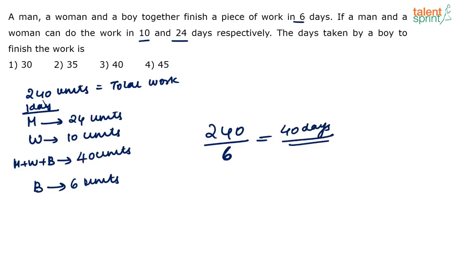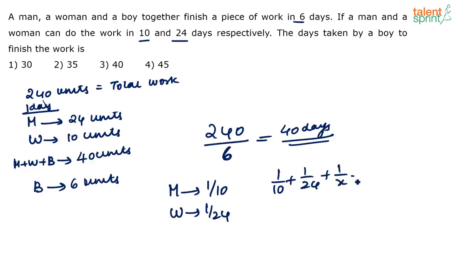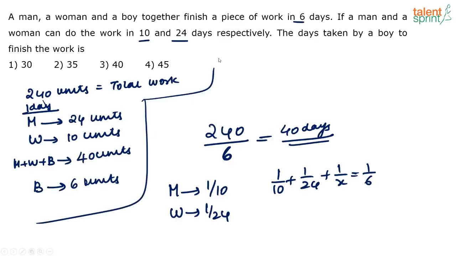If you are using the unitary method also, it is very easy. In that case, one man in 1 day will do 1/10 of the work. Woman in 1 day will do 1/24 of the work. Then you have 1/10 plus 1/24 plus 1 by x, that is equal to 1/6. You have to solve it. Whichever method is easier for you, you can follow that. I find this to be easier because I don't like to see a lot of fractions when I solve. So the correct answer here is option 3. Next one.